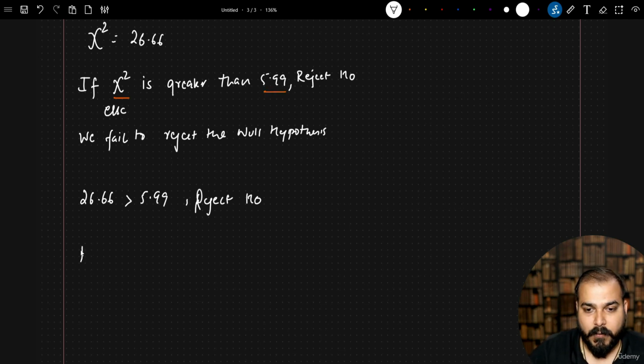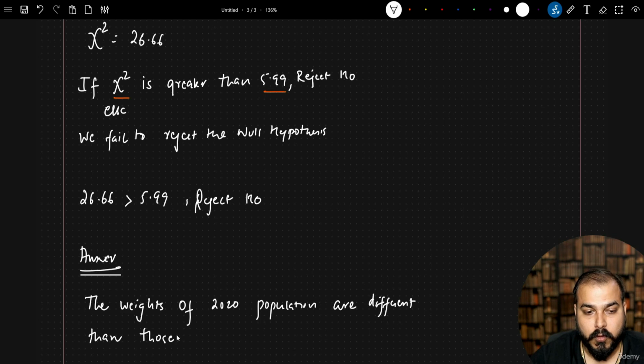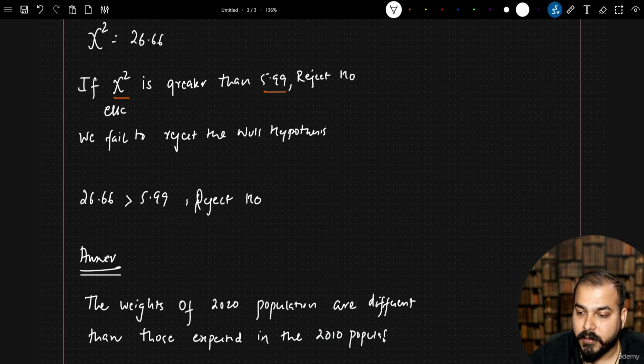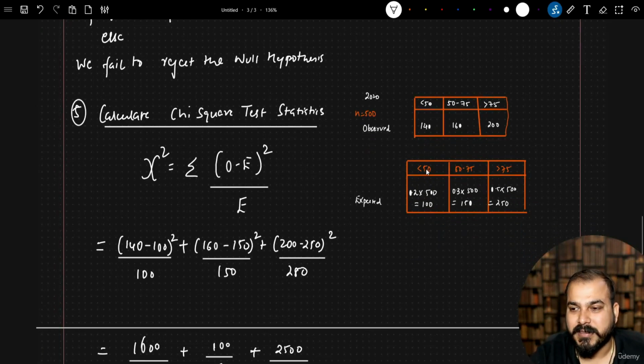So finally, our conclusion is that the weights of the 2020 population are different than those expected in the 2010 population. This is the assumption we are making, and obviously just by seeing the table also, you can understand that there is obviously a huge difference in 2020 and in 2010, a very good amount of difference.